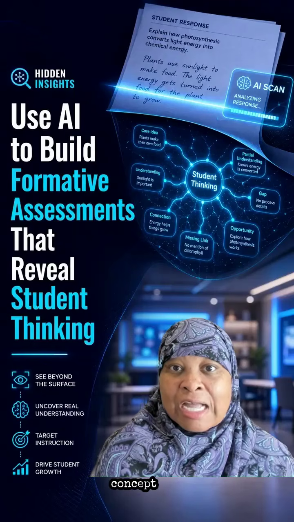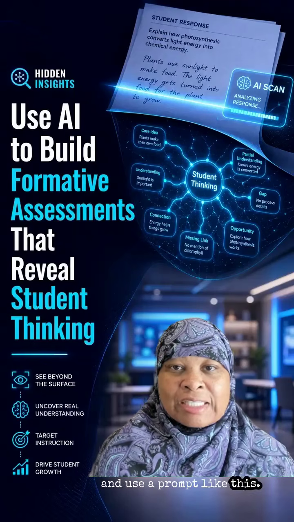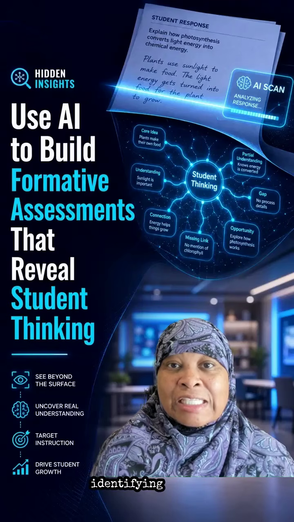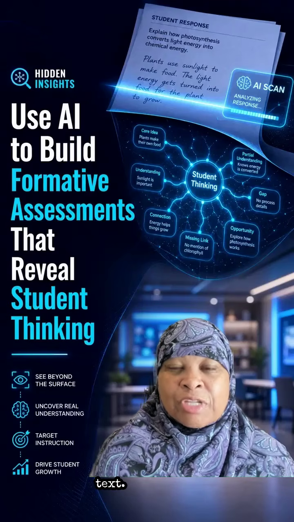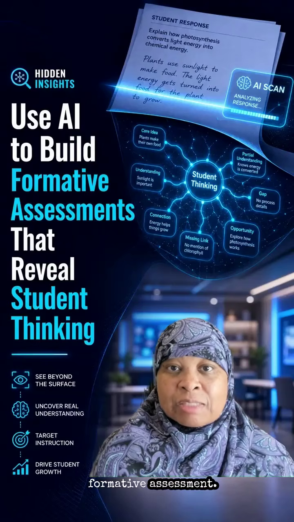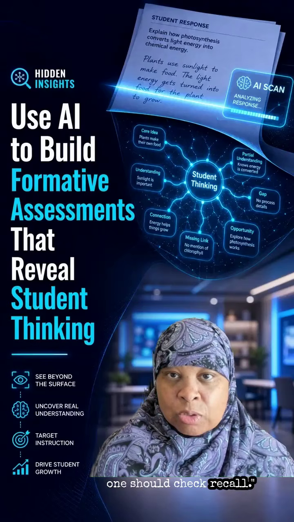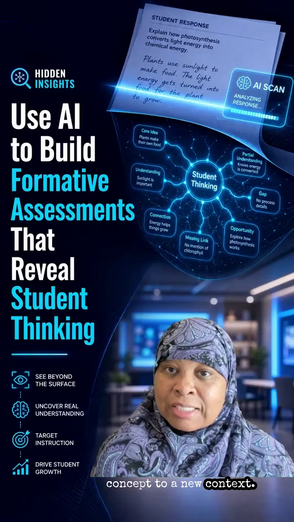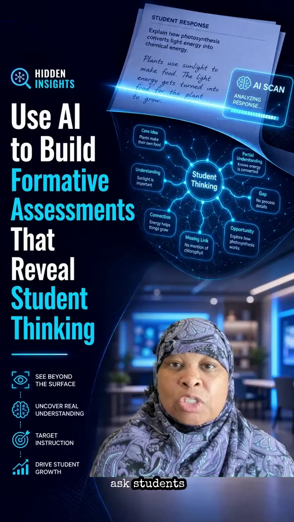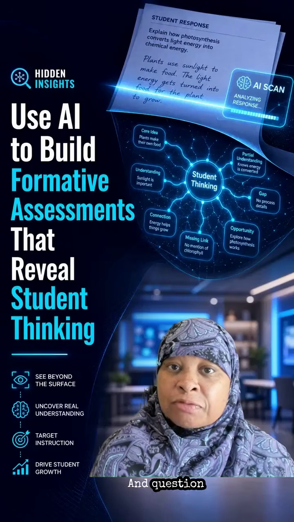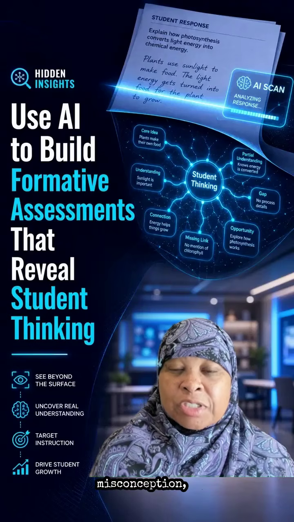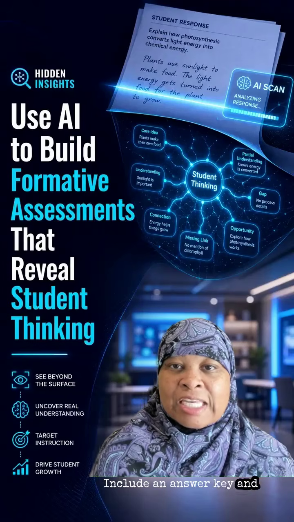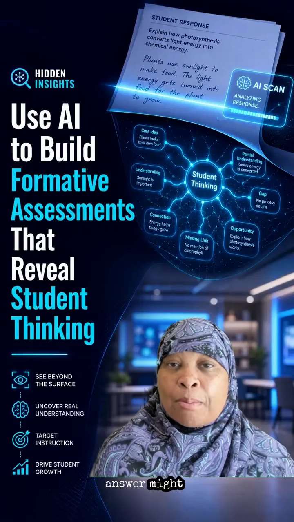So you want to take the concept you just taught and use a prompt like this. I teach 8th grade English language arts, and we just completed a lesson on identifying theme in literary text. Create a 4-question formative assessment. Question 1 should check recall. Question 2 should require students to apply the concept to a new context. Question 3 should ask students to explain their reasoning. And question 4 should include a common misconception, specifically confusing theme with topic. Include an answer key and explain why each incorrect answer might be selected.